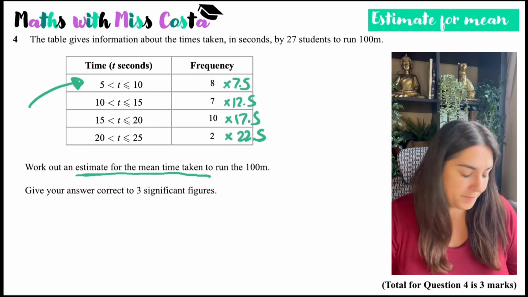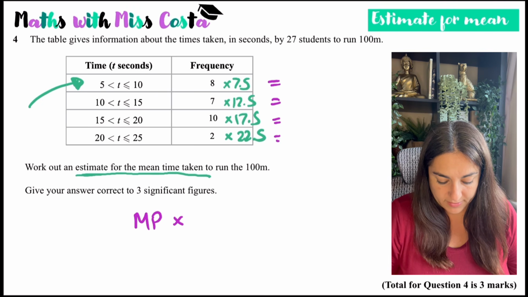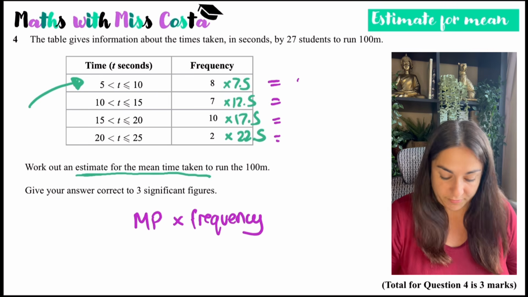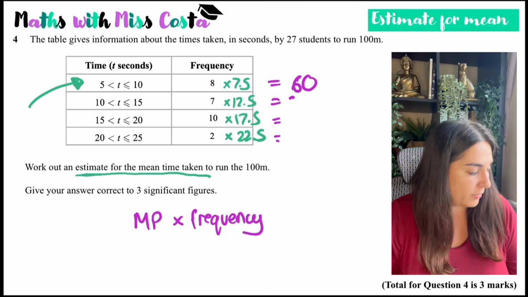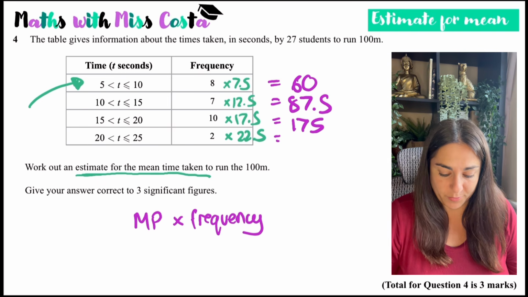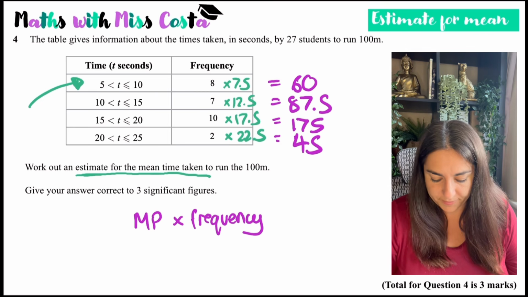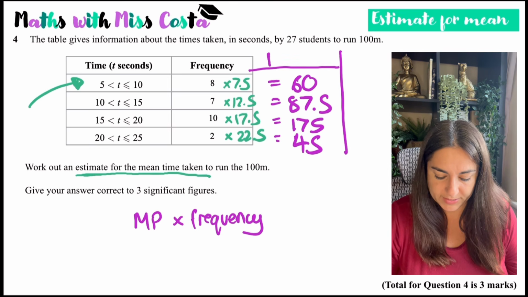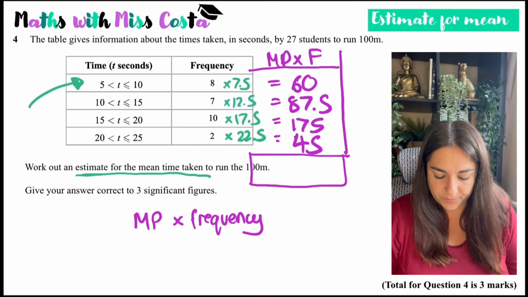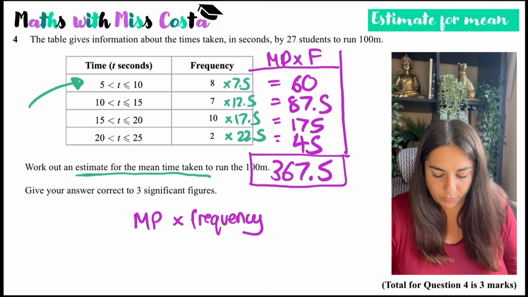So we get a new column, which would be our midpoint times by frequency. So I do 8 times 7.5, which would be 60, 7 times 12.5, which is 87.5, 10 times 17.5 would be 175, and then 2 times 22.5 would be 45. So you've got your new column here, which is your midpoint times frequency column. We're going to add those totals up. So when we add them up, that gives me 367.5.